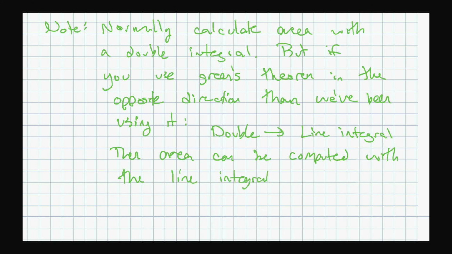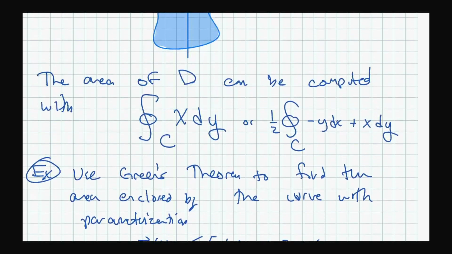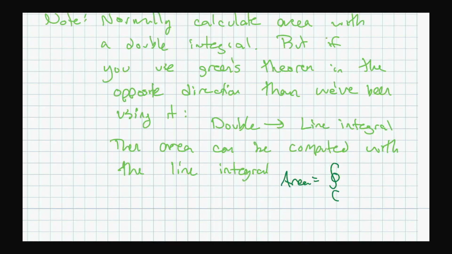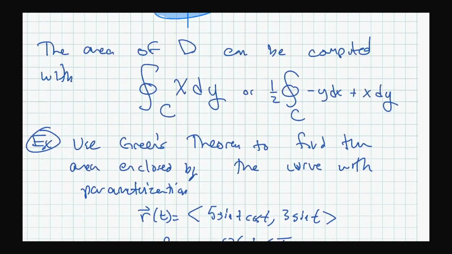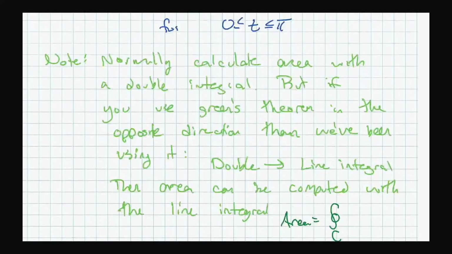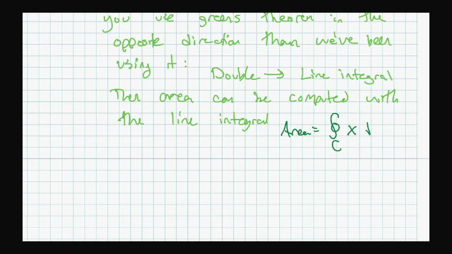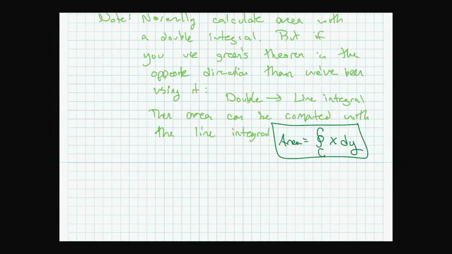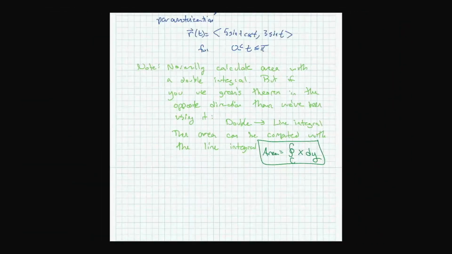And the line integral is the one that I already wrote down. It's going to be area equals line integral over C of... what did we say, boundary of D? No, did they just say C? Area enclosed by C, just x dy. Okay, so that's all we're doing.